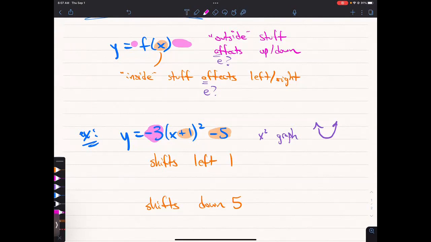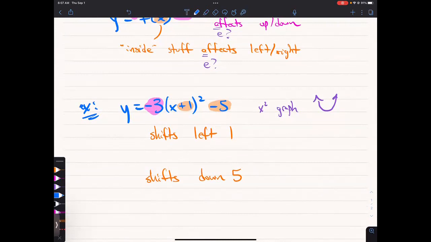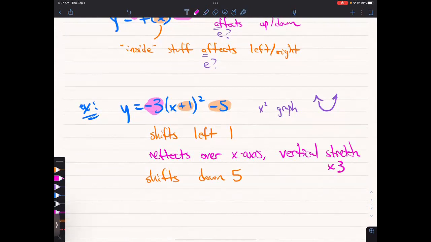What about the negative sign? Flips it, how? Downward. Upside down, right? So it reflects it over the horizontal, the x-axis. It reflects over the x-axis and stretches by a factor of 3.